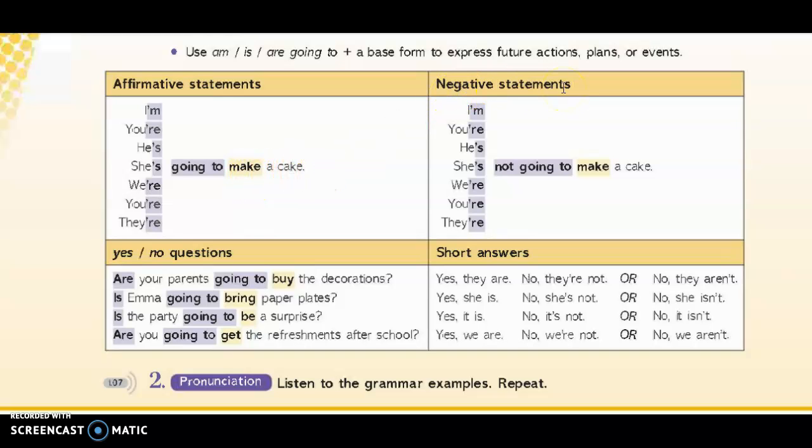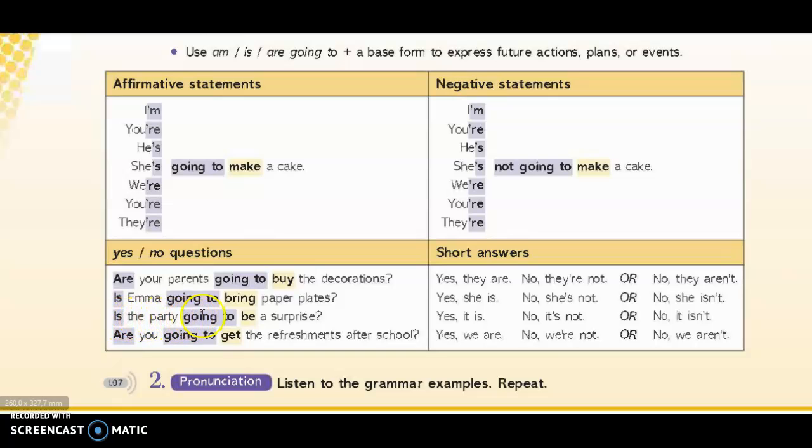Here we have the negative statements. I'm going to read this. She's not going to make a cake. Yes/no questions. If we want to ask a question, we have to write like this. Are your parents going to buy the decorations? And here we have the short answers. Yes, they are. No, they are not. Or no, they aren't.